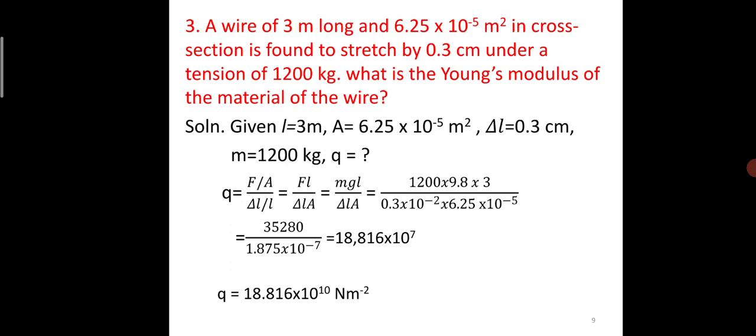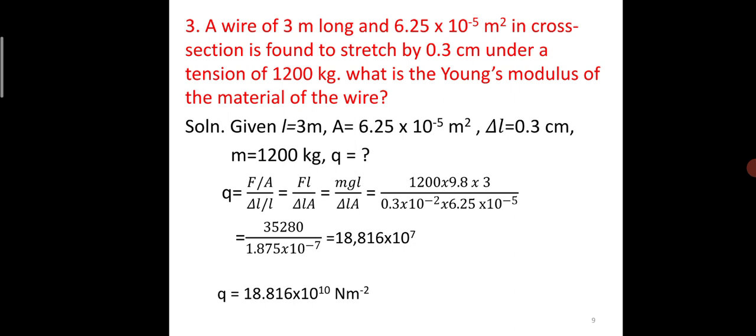Then the mass attached to one end is 1200 kg. Then as usual, the expression for Q is equal to F by A whole divided by delta L by L. Here F is equal to the tension, m into g, where m is the mass attached to the wire and g is acceleration due to gravity. Therefore we have Q is equal to mgL by delta L A.